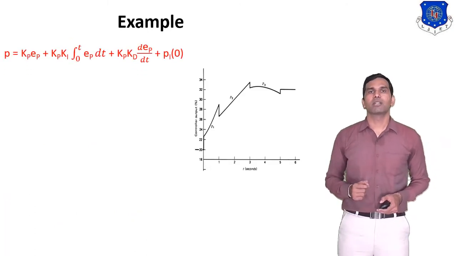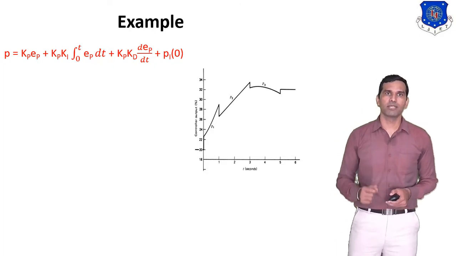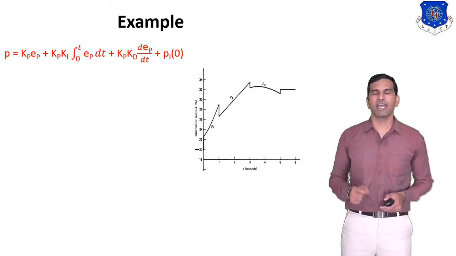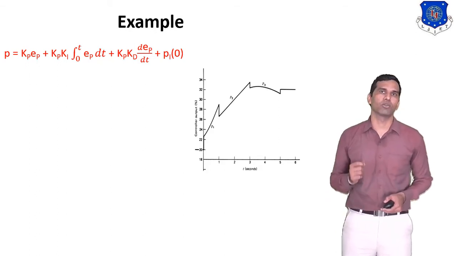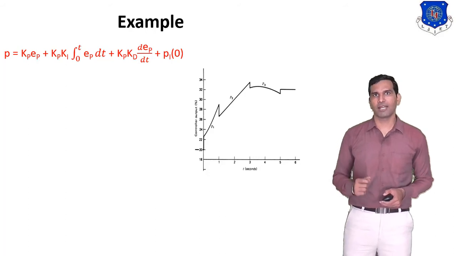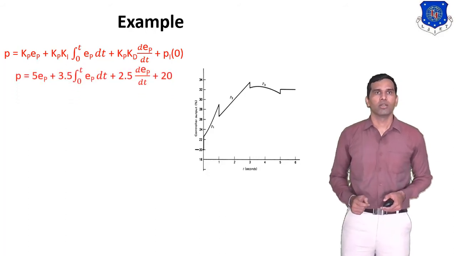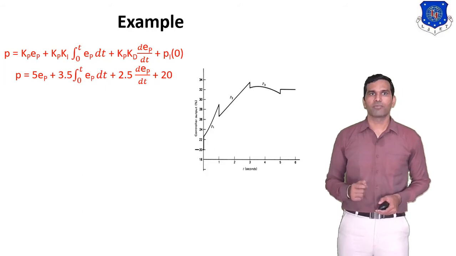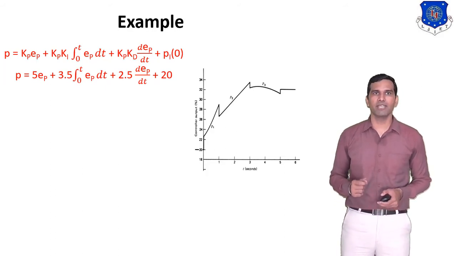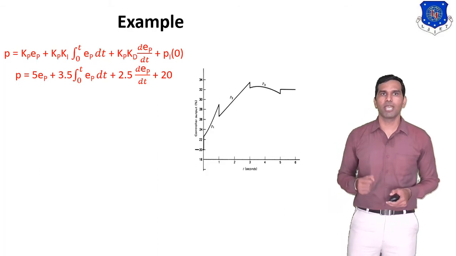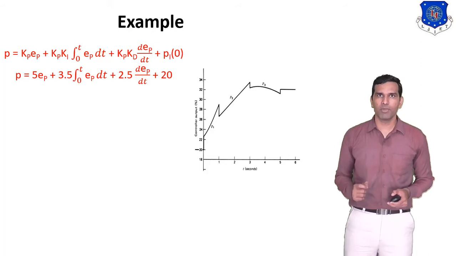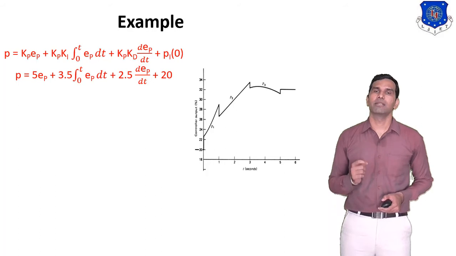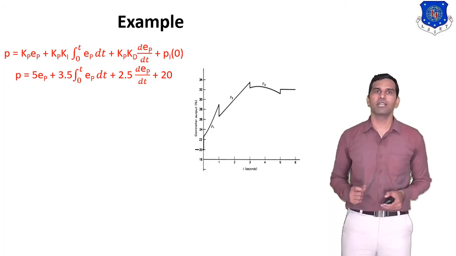This is the equation for the PID controller. We know P equals Kp Ep plus Kp Ki integral of Ep dt plus Kp Kd dEp/dt plus Pi0. This is the general analytical expression for the PID controller. Now we start the procedure for the first case. Here we put in the values of Kp, Ki and Kd, so we get P equals 5 Ep plus 3.5 integral from 0 to t of Ep dt plus 2.5 dEp/dt plus 20.